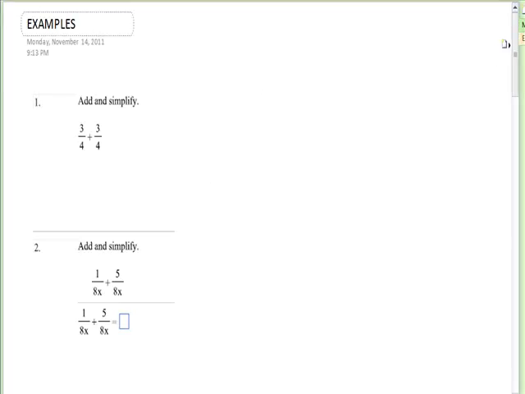Let's take a look at a few. The first one, it says to add 3/4 and 3/4. Now, it's up to you. You can do them horizontally or you can write them out vertically. Okay, since these already have the same denominator, we're good. We can add them. It needs to stay fourths. Don't change the denominator. Add the two numerators, and I get 6/4.